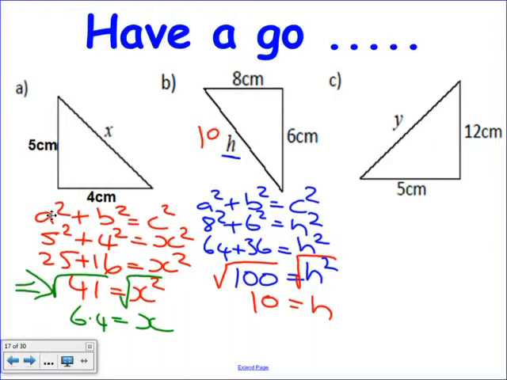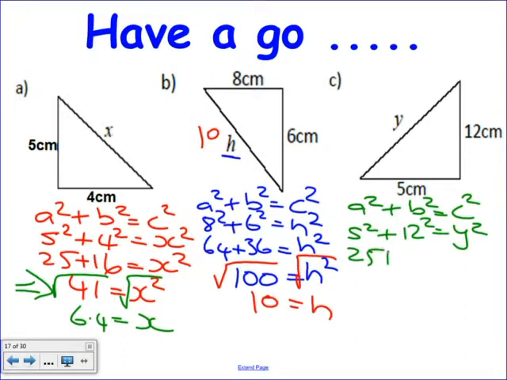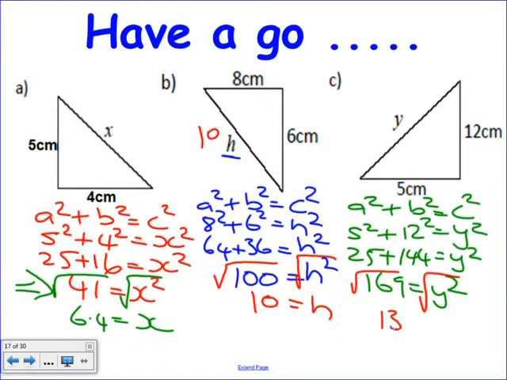Gone all correct. Next one. Who'd like to start? A squared plus b squared equals c squared. 5 squared plus 12 squared equals y squared. Good. So it's 25 plus 144 equals y squared. 169 equals y squared. And don't forget the square roots. The square root is 13.